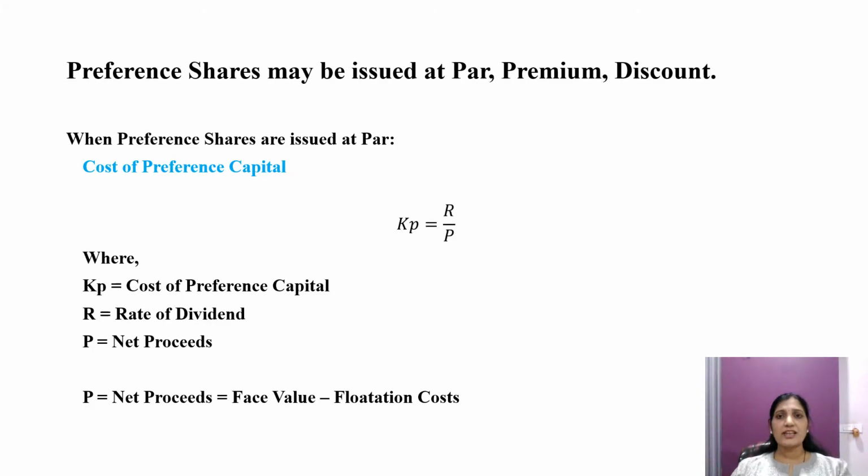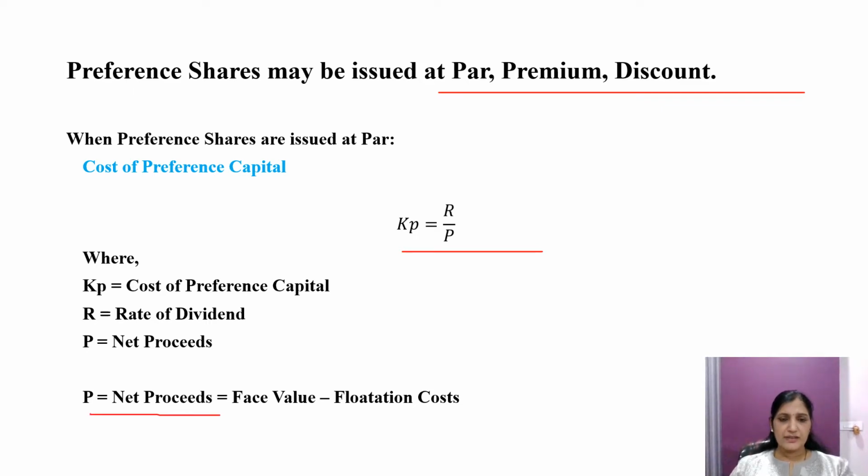Like cost of debt, here also preference shares may be issued at par, premium or discount. So when the preference shares are issued at par, the formula is the same, KP is equal to R by P. The only change is what we take as net proceeds: face value minus flotation cost. This remains the same as you did for cost of debt.